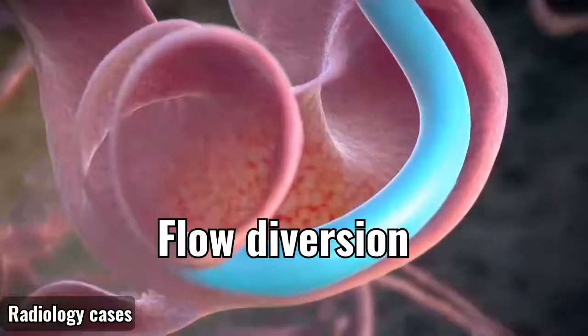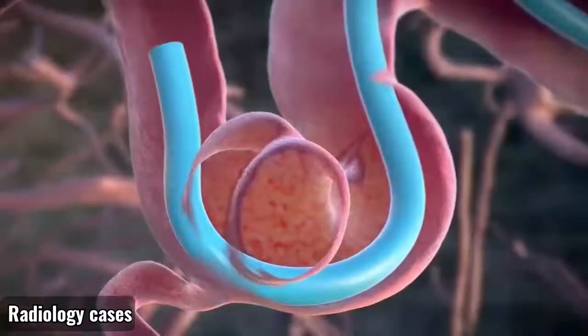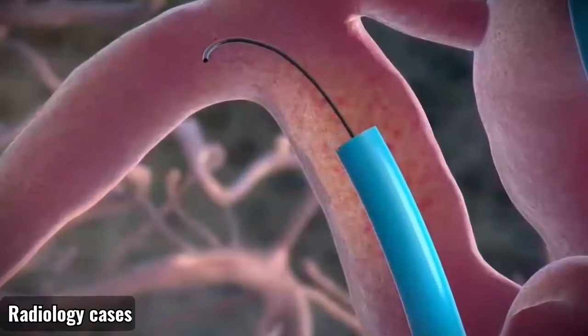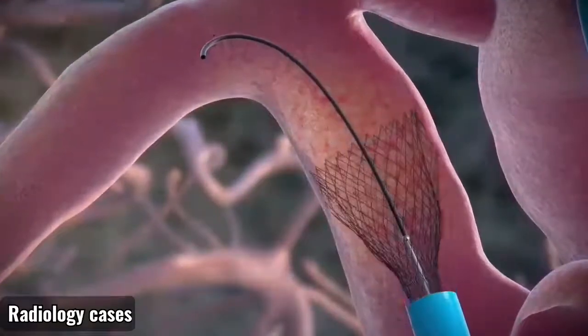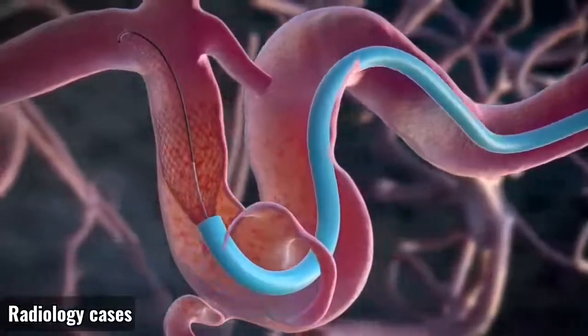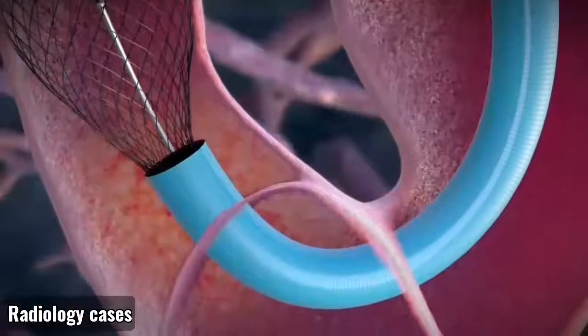During a flow diversion pipeline procedure, a microcatheter is navigated past the aneurysm without having to enter the aneurysm. Then the flow diverting device, the pipeline embolization device, is deployed across the neck of the aneurysm in the parent blood vessel where the aneurysm is present.